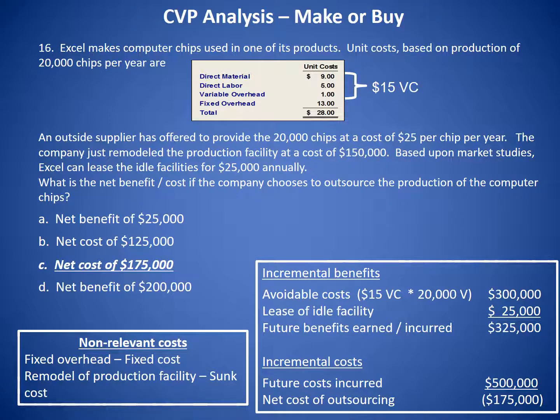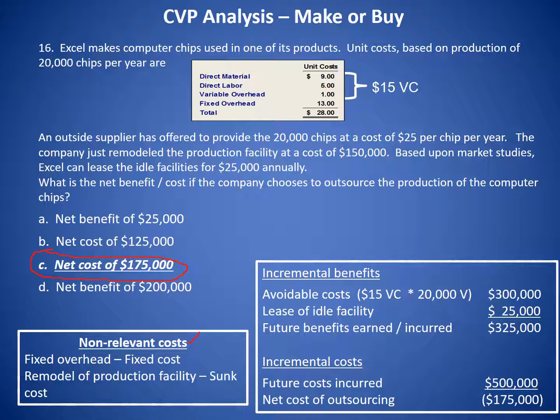Okay, let's take a look at the answers to number 16. The answer, by the way, will be C, net cost of $175,000. Now, in this case, again, what is the net benefit or cost if the company chooses to outsource the production of the computer chips? Okay, the first thing we need to do is look at all the costs that are associated in this problem and decide whether they are relevant or not relevant. So the first thing I'm going to do is basically identify the non-relevant costs.